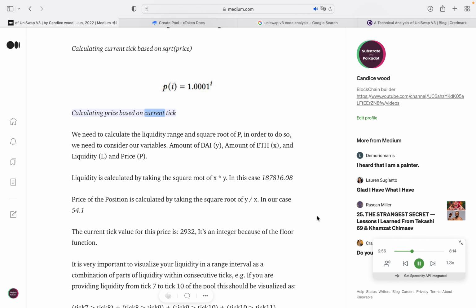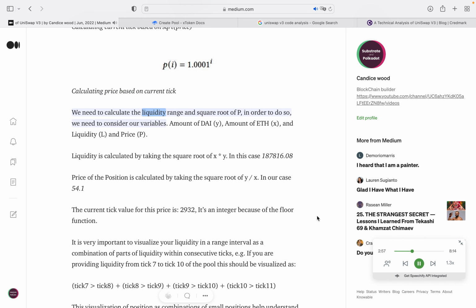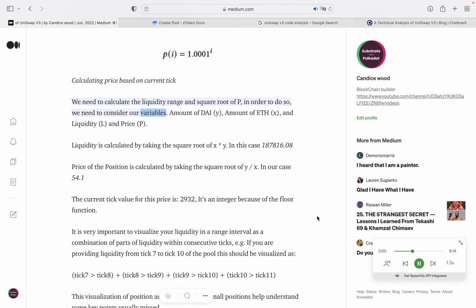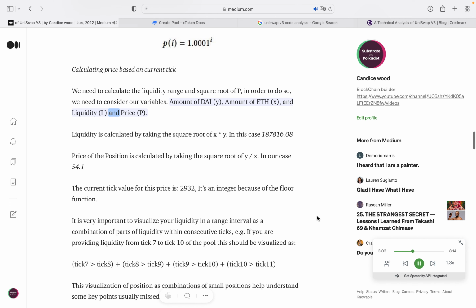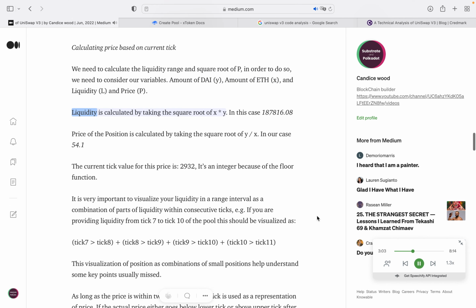Calculating price based on current tick. We need to calculate the liquidity range and square root of p. In order to do so, we need to consider our variables: amount of DAI y, amount of ETH x, liquidity L, and price p. Liquidity is calculated by taking the square root of xy.